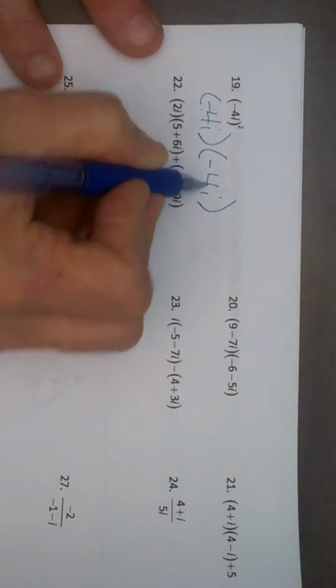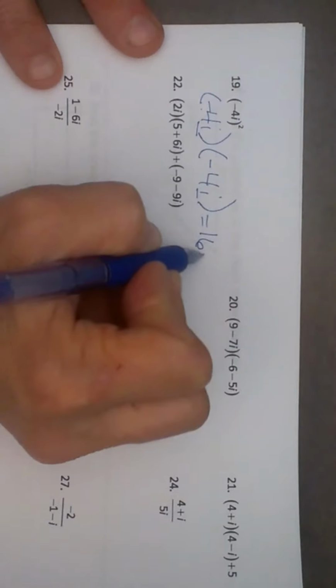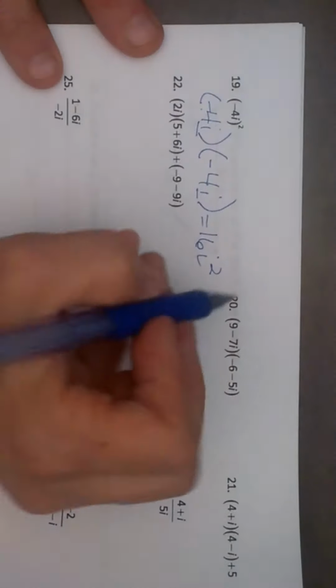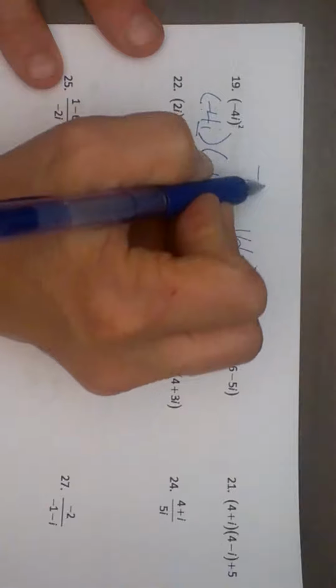Well, negative 4 times negative 4 is going to give me positive 16, and then i times i is going to give me i squared. Well, i squared, we know from the pattern of i, is negative 1. So I've got 16 times negative 1, or negative 16, is my final answer.